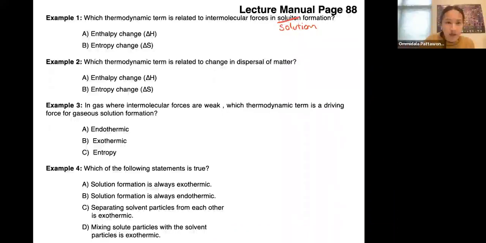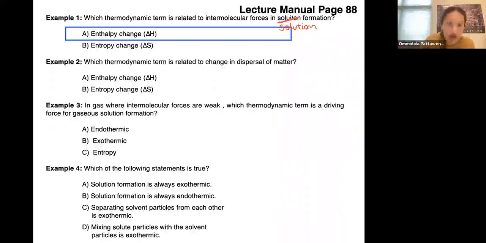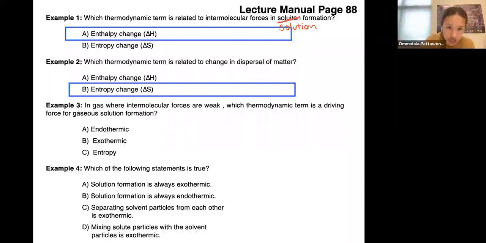Now let's take a look at example 1. Which thermodynamic term is related to intermolecular forces in solution formation? The answer to that is going to be enthalpy change. And the term that is related to dispersal of matter would be entropy change.